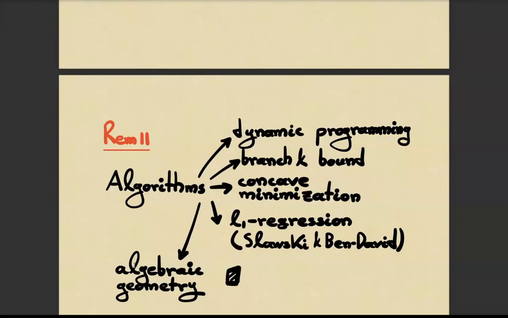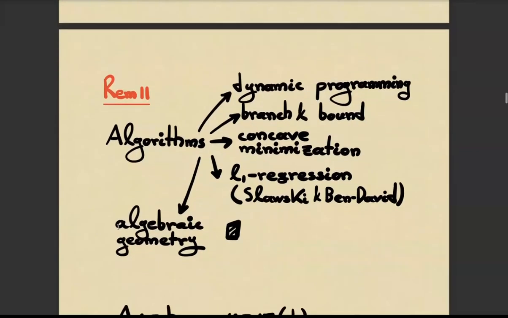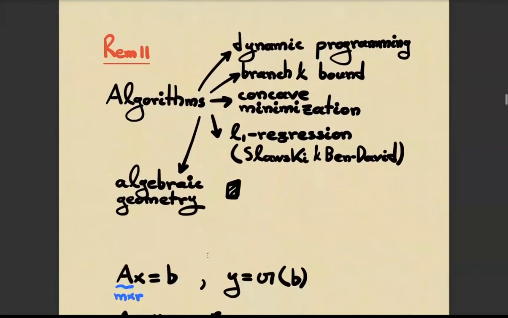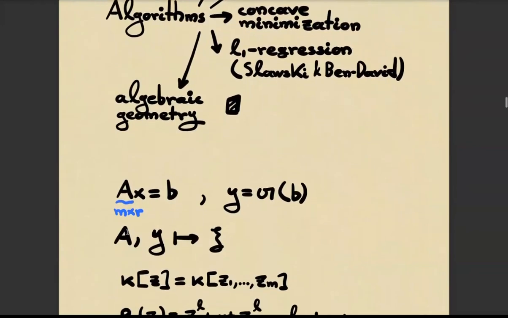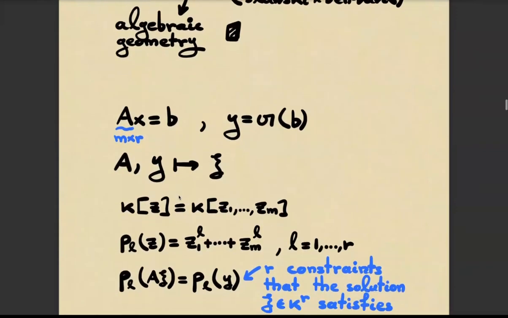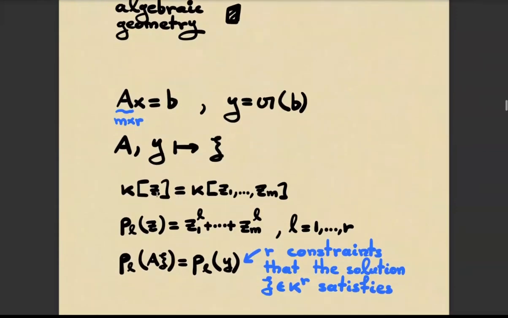Or another approach is with algebraic geometry. So I'd like to talk to you about this approach. Still, we are in unlabeled sensing, okay? Not in unlabeled principal component analysis yet. So we have the linear system of equations, AX equals B. Y is a permuted version of B. And we want from A and Y to get the solution Xi of this system. Okay. We consider a polynomial ring in M variables, as many as the rows of A.